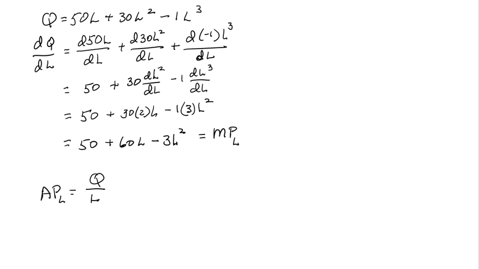Now, average product of labor is Q over L. Going up to the very top line, 50 times L, we divide that by L, we're left with 50. 30 times L squared, divide that by L, we're left with 30L, because L squared over L is L. Minus L cubed over L, that would be L to the third power over L to the first power, and the difference is L squared. So we now have total product that we started with, marginal product, and average product. Now I can go back to my Excel and take each of these equations, which I already gave to you. This is simply how you get there.